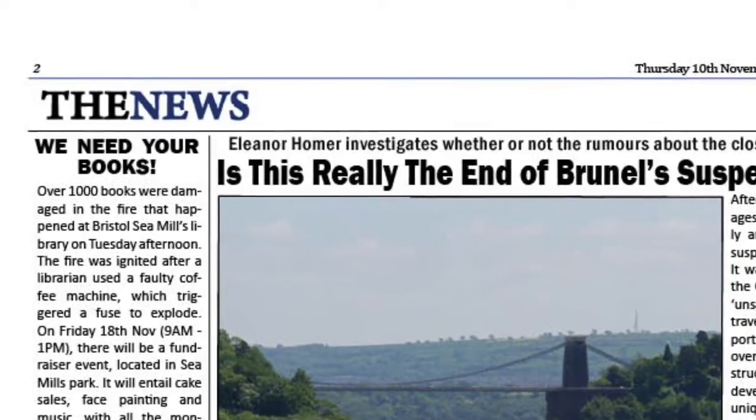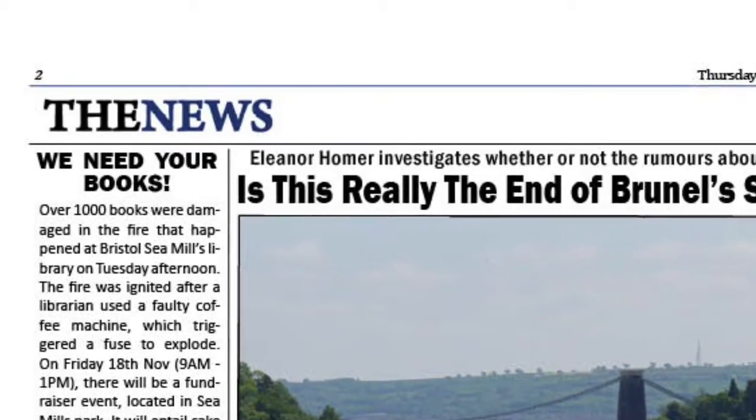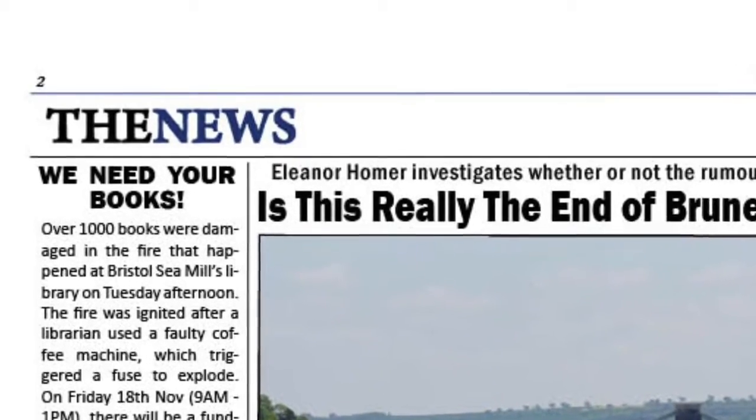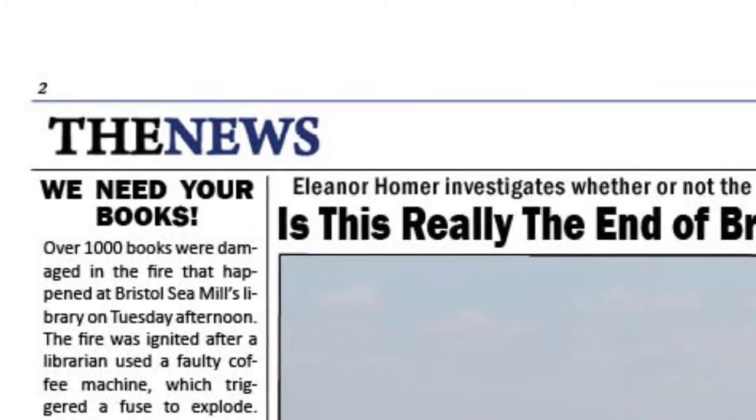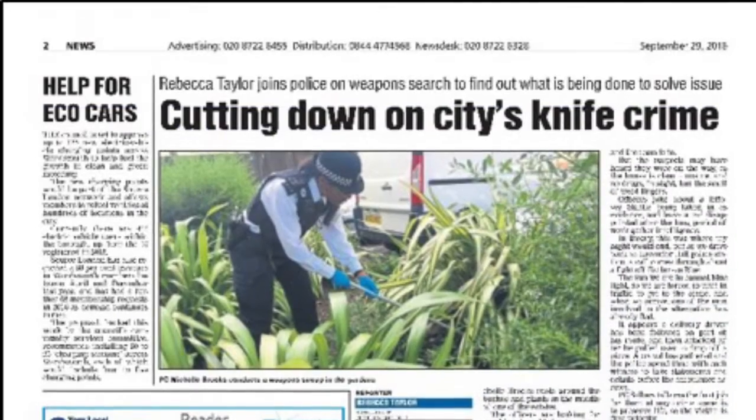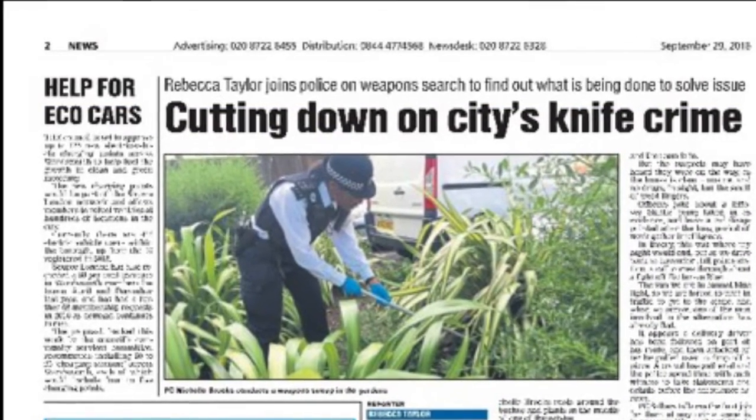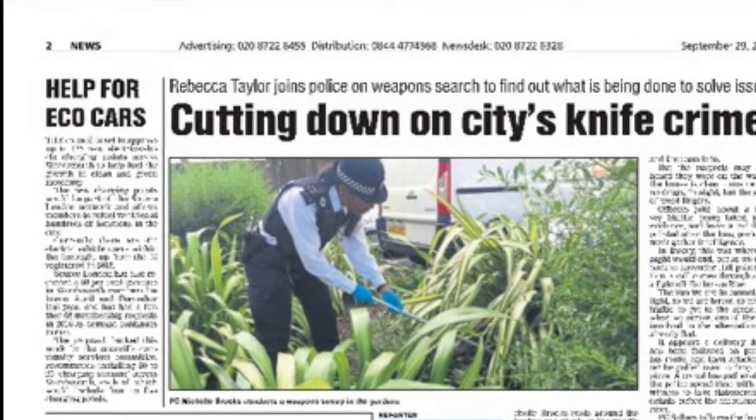As you can see here, in my inside page, I wrote "The News" in the same location and the same size, with the same style of using two different colours. However, in terms of the whole page layout of my inside page, I was heavily influenced by the Wandsworth Guardian.